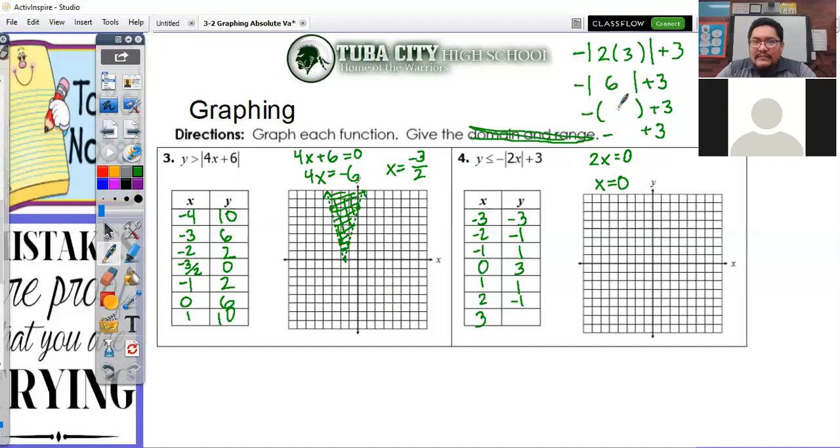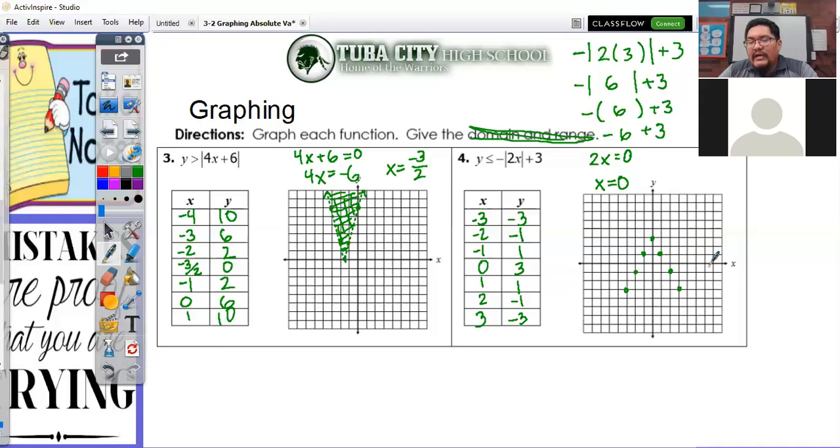All right, last one, 2 times 3 is 6. Absolute value of 6 is going to be +6, and then -6 plus 3 would be -3. So -3, down 3, -2, -1, -1, up 1, 0, 3, and then over 1 up 1, over 2 down 1, and then over 3 down 3. All right, so there we go.